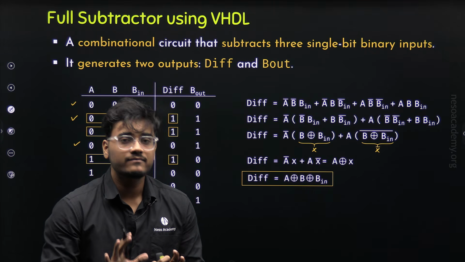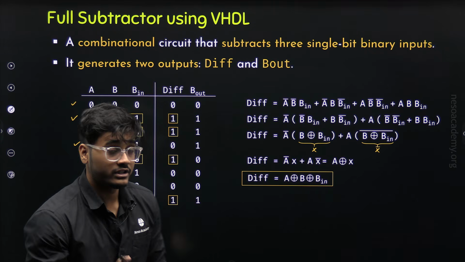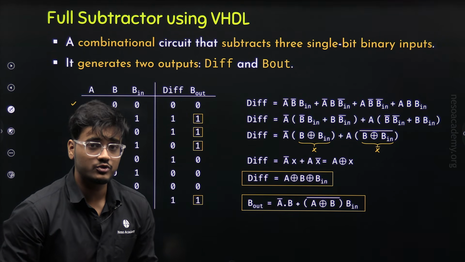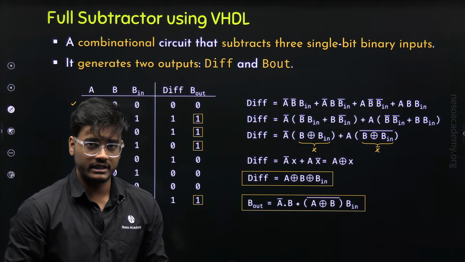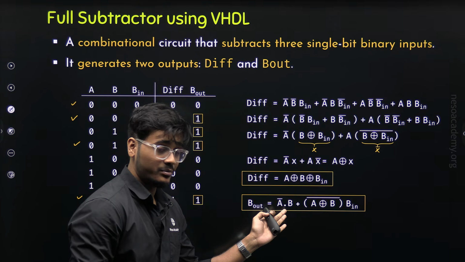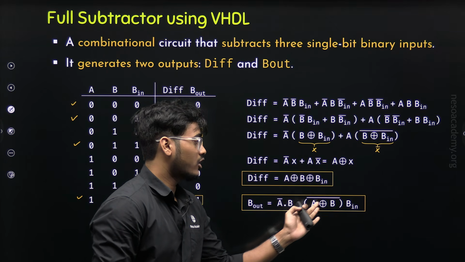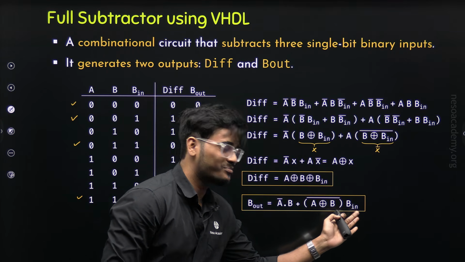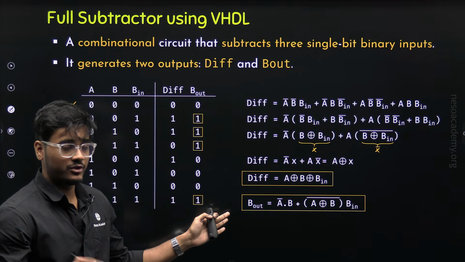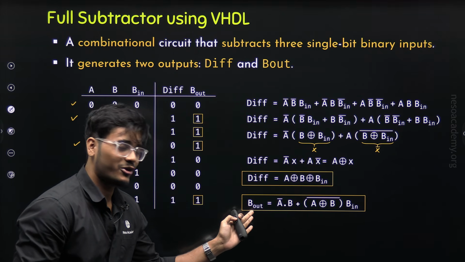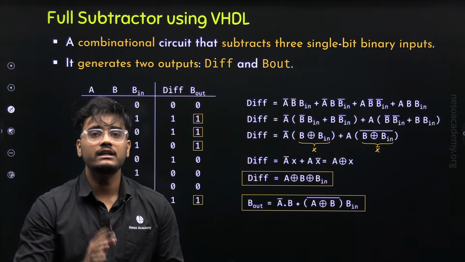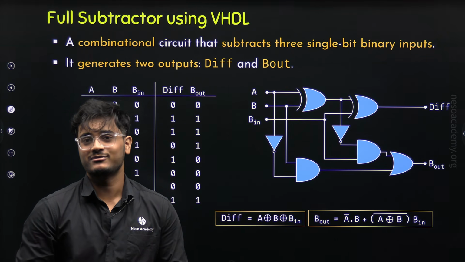Now, in the same way, we can derive the Boolean expression for the output B out by considering the rows where B out is equal to 1. And after simplifying the Boolean expression, we will have B out as A complement and B, or complement of A XOR B and B in. So, these are the Boolean expressions for the outputs, difference and borrow out. Now, using these two Boolean expressions, we can construct the logic diagram of the full subtractor.